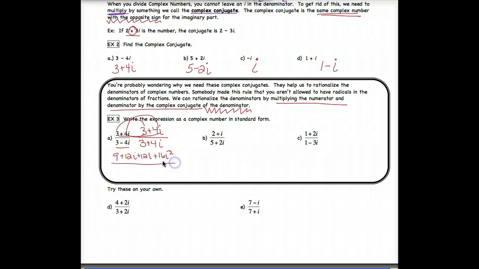On the bottom, that's a sum and difference pattern. It's going to be very similar to what I had in the numerator. 3 times 3 is still 9. On the outsides, 3 times 4i, I've still got plus 12i. But on the insides, it's a negative 4i, which makes this a negative 12i. And then my lasts, negative 4i times 4i is negative 16i squared.